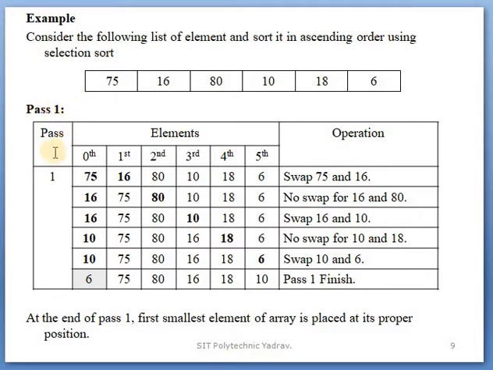Okay, pass 1. The numbers are taken in an array, so it starts with the numbers stored in memory from the 0th location. You already know the 0th location, first, second, third, fourth, fifth. Okay, there are 6 numbers, but the last index is 5 because we start with 0.